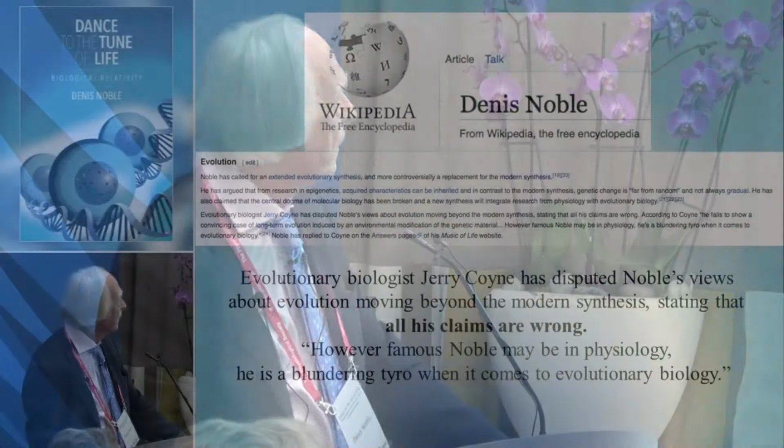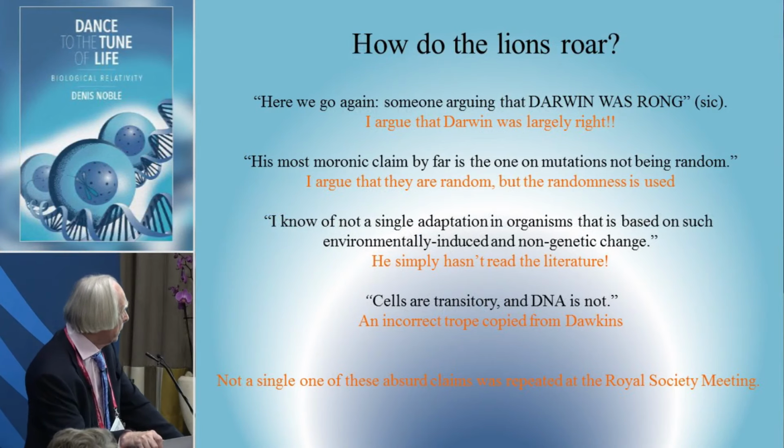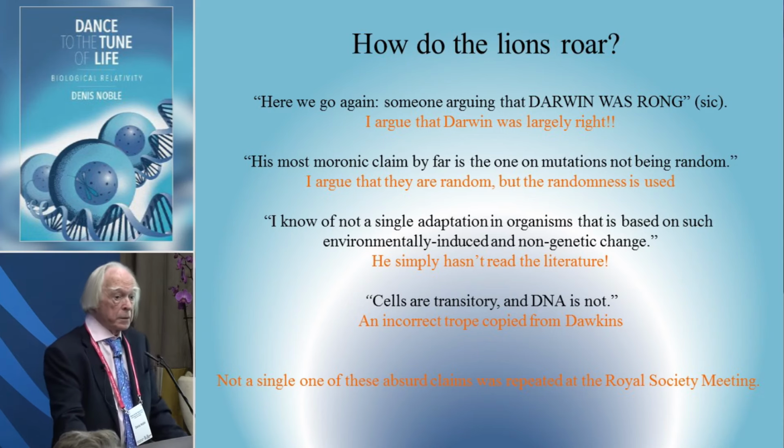let's have a look. These are some of the quotes from the lion's roaring. Here we go again, somebody arguing that Darwin's wrong. Those of you who've listened carefully to this lecture so far will realize that I actually think that Darwin was largely right, and he was particularly right in not excluding the inheritance of acquired characteristics and in praising Jean-Baptiste Lamarck as a great biologist. So I have no idea how on earth... Well, I do.